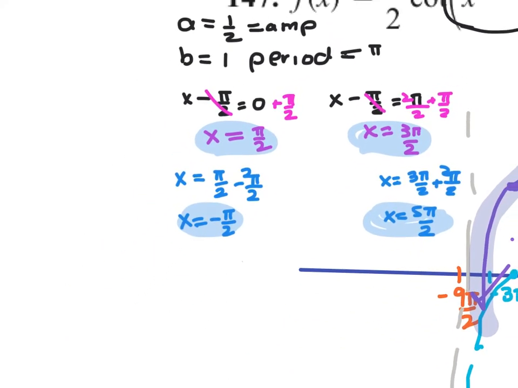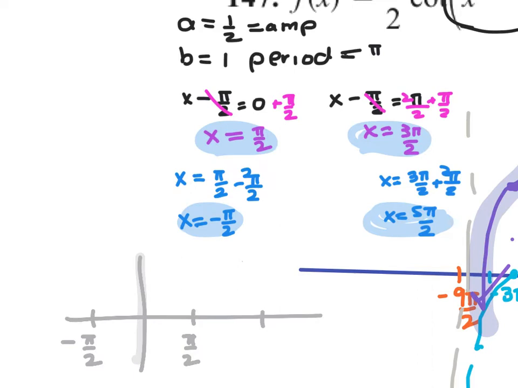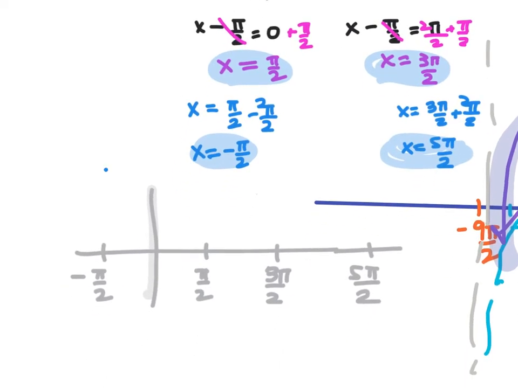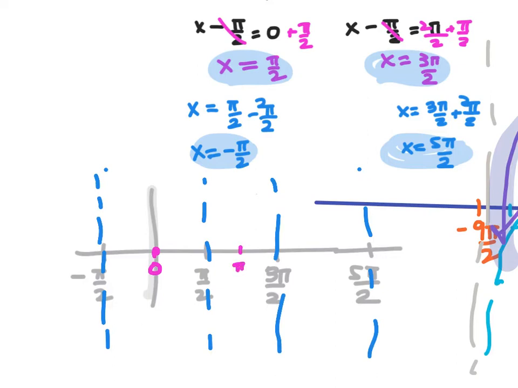So then you want to go to your graph. Negative pi over 2, positive pi over 2, 3 pi over 2, 5 pi over 2. Those are your asymptotes. And you got to find the points halfway in between. So halfway between negative pi over 2 and positive pi over 2 would be 0. Halfway between 1/2 pi and 1.5 pi would be 1 pi. Halfway between 1.5 pi and 2.5 pi is 2 pi.